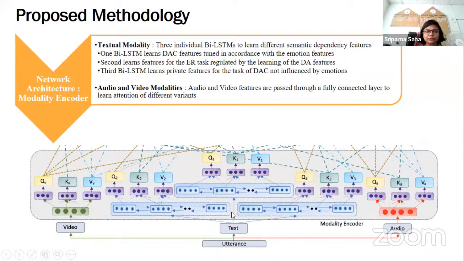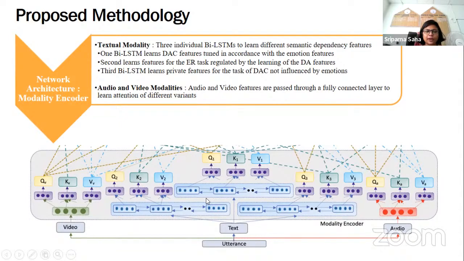And now for the textual modality, we have 3 LSTMs. Three individual BiLSTMs are used to learn different semantic dependency features. One BiLSTM is learning the dialogue act classification features, tuned in accordance with the emotion features.